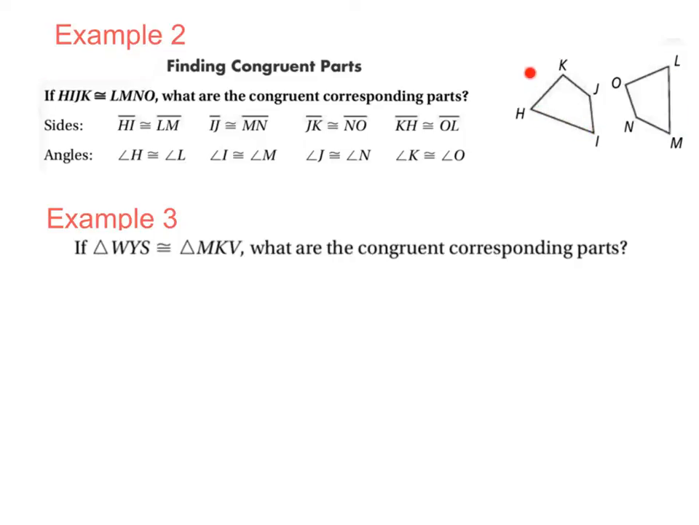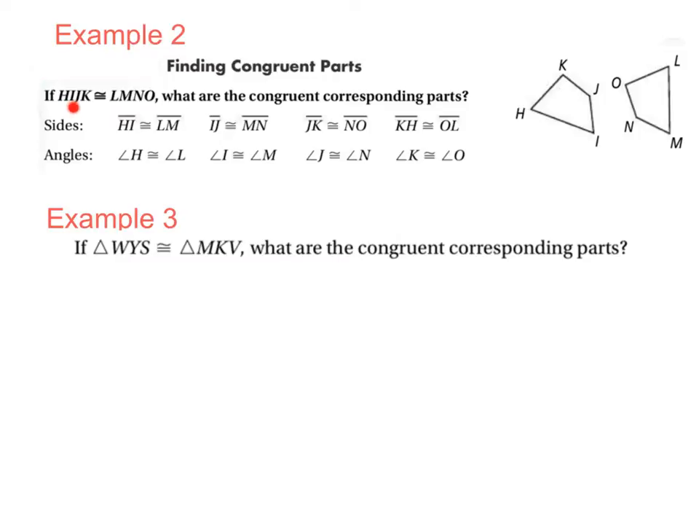Now sometimes it's a little hard to get it from the picture. So we can also get our corresponding congruent parts from our congruent statement. So notice HI is the first two letters here, and LM are the first two letters here. Therefore, those are congruent corresponding parts.